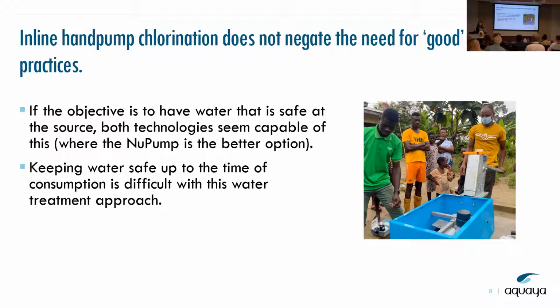But we know that through the transport, storage, and handling of water, there's still a reduction in that chlorine. And so for keeping the water safe at the time of consumption, we actually did not find great evidence that this was carrying through to the household use.